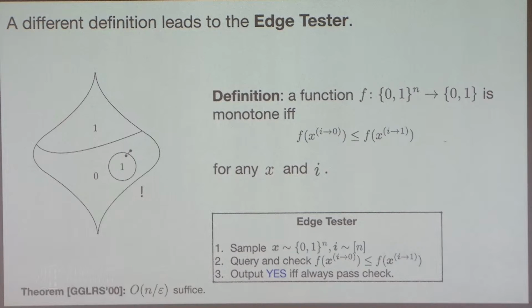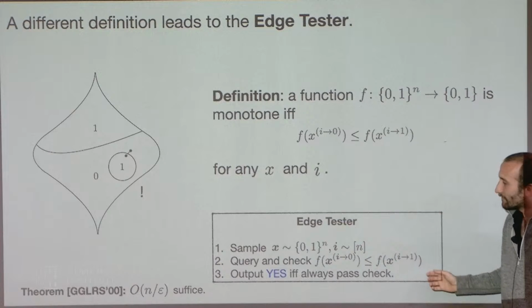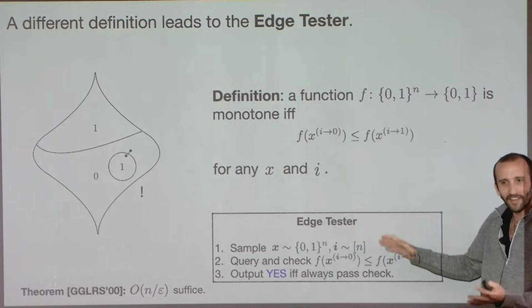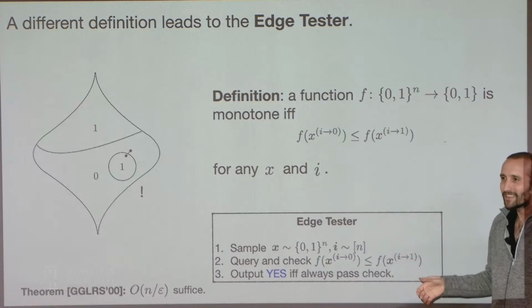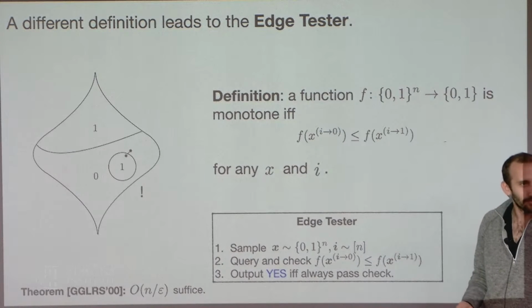Okay. And the main theorem here is that it turns out that n over epsilon many iterations of this edge tester suffice. And if you actually do run n over epsilon many such tests, and you never spot a violation to monotonicity, then this gives you this probabilistic certificate that there has to be a close monotone function.